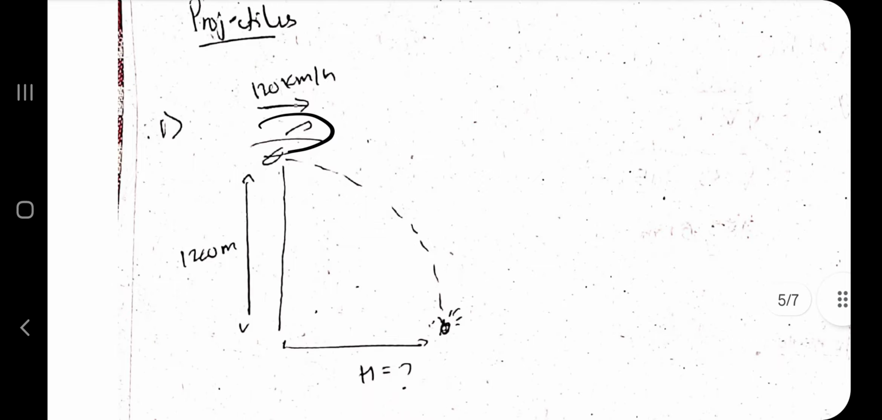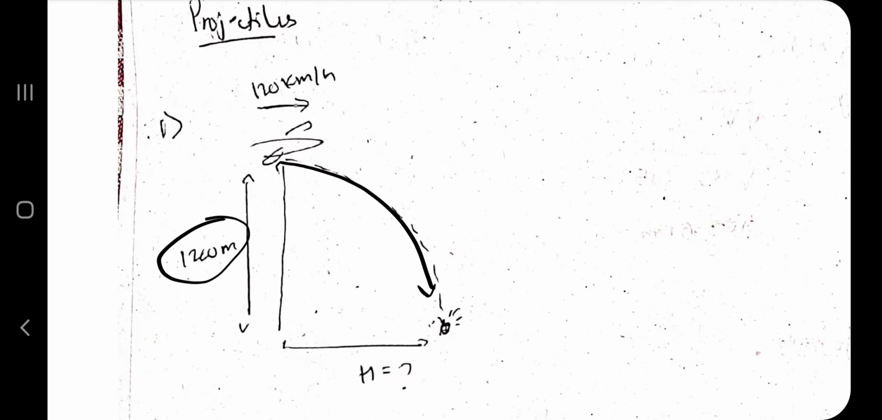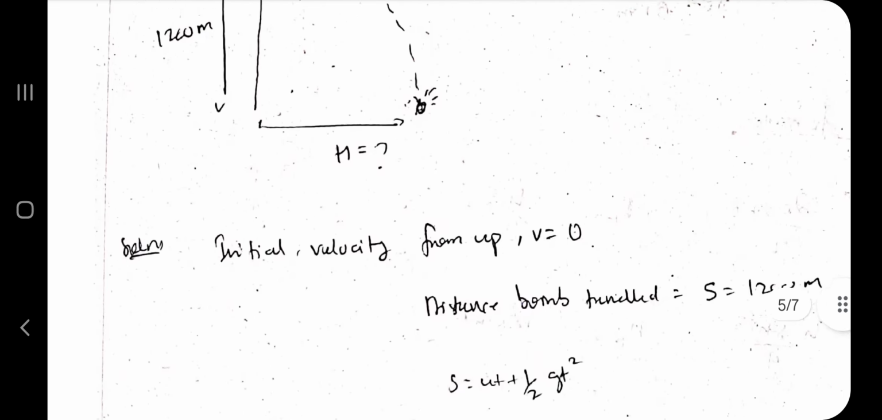There's a plane going here at a speed of 120 km per hour in this direction, and it targets a bomb. It throws a bomb in this direction. The height is 1200 meters, and we have to find out after how much distance the bomb will go and hit the ground. That is the distance you have to calculate.